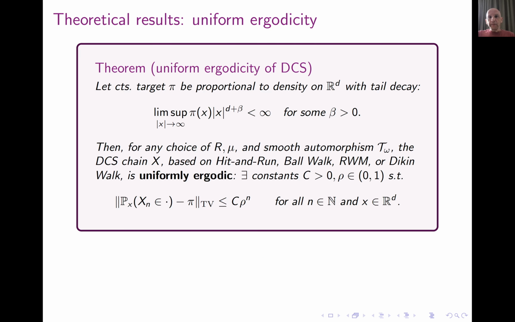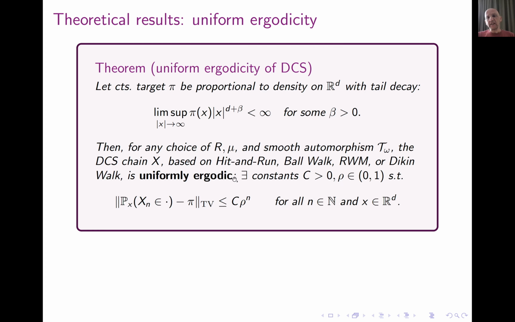Okay, so now there are two types of results that we prove. One type is this uniform ergodicity, and this is quite a universal result for this algorithm, DCS. You see, as long as I choose the parameter beta so that pi satisfies this requirement, right? So essentially beta is smaller than the tail decay parameter of pi. Then for any of these algorithms that I mentioned earlier, also any of the values of parameters r, mu, and the automorphism tau, I always get a uniformly ergodic algorithm.